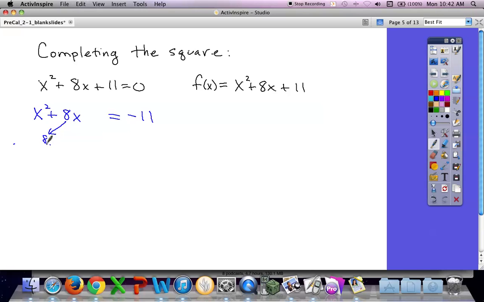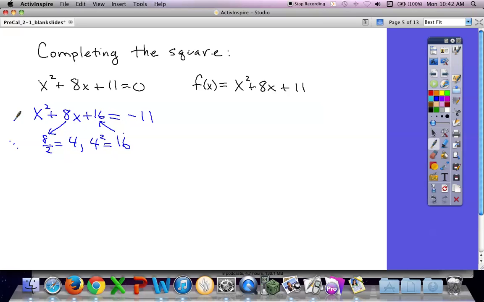divide it by 2. In this case, you get 4. Okay. Square the 4. What do you get? 16. Put that number in there. Plus 16. The number that you add there will always be positive. It will never be negative. Because you square a positive or square a negative, you always get positive.